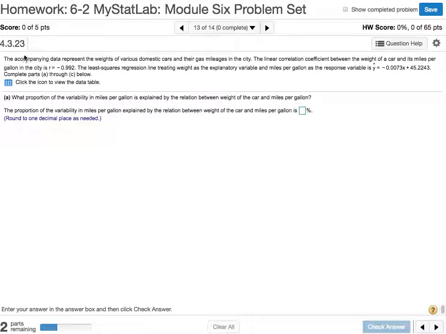It's number 13, and sometimes the numbers don't match up, so it could be better to look for 4.3.23 in Pearson MyStatLab.